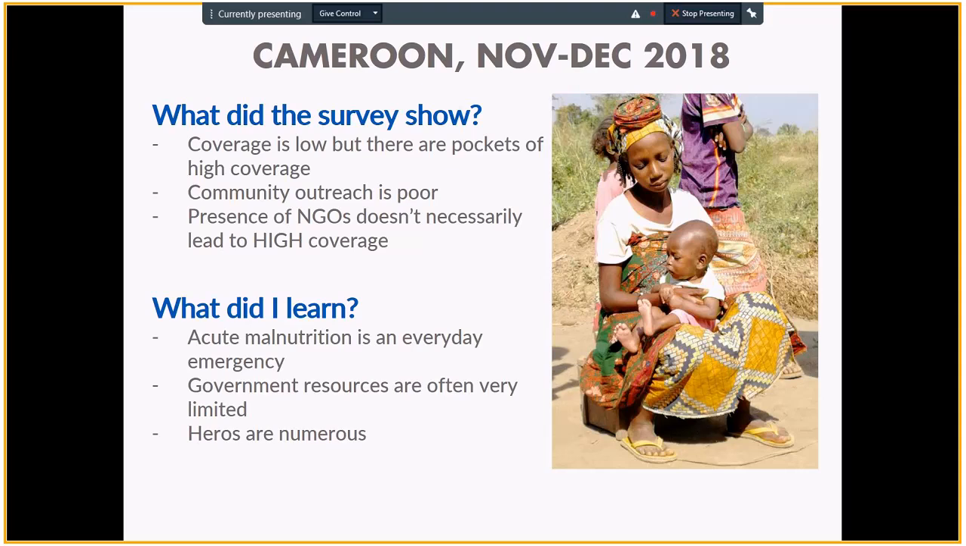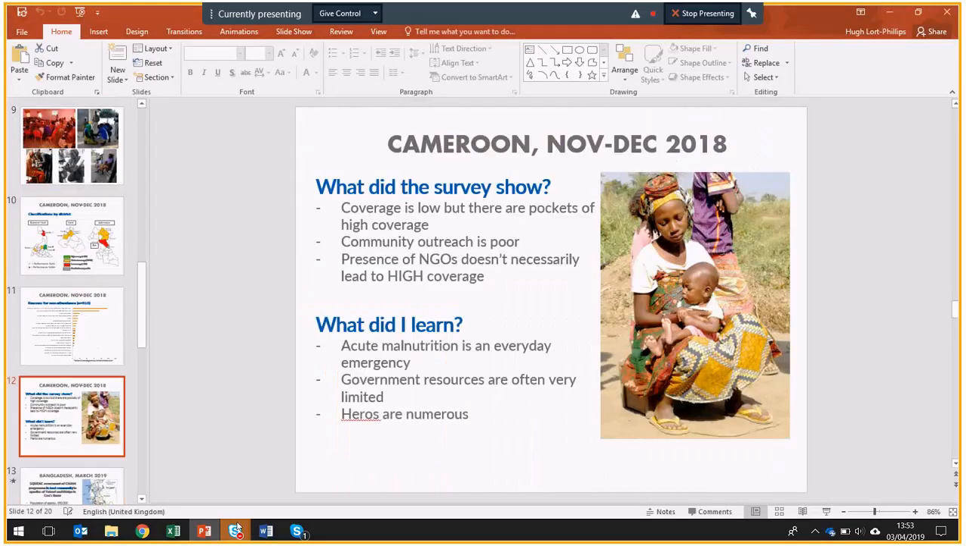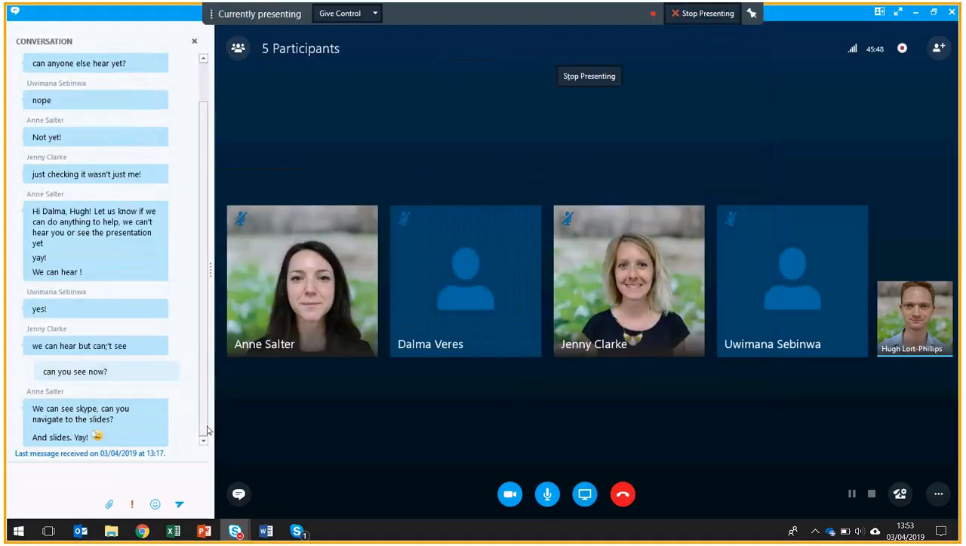So we're running out of time, but that was Cameroon. Does anyone have any burning questions about Cameroon? Just in terms of when you get back, how is that data used? Do you then write recommendations for how to increase coverage?